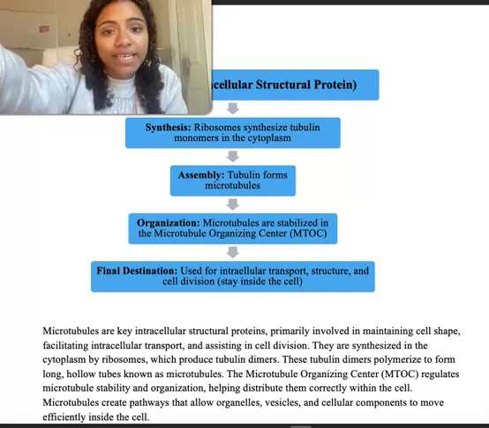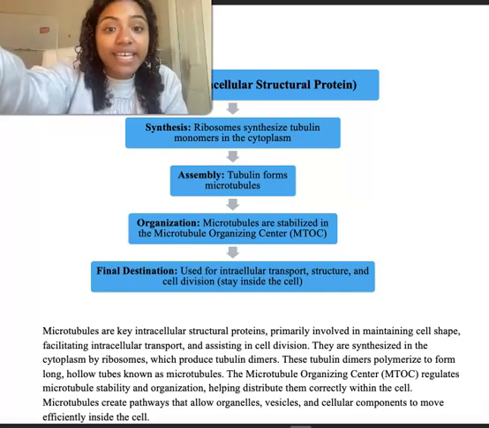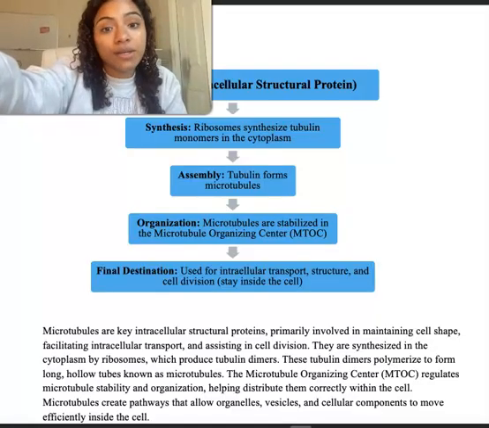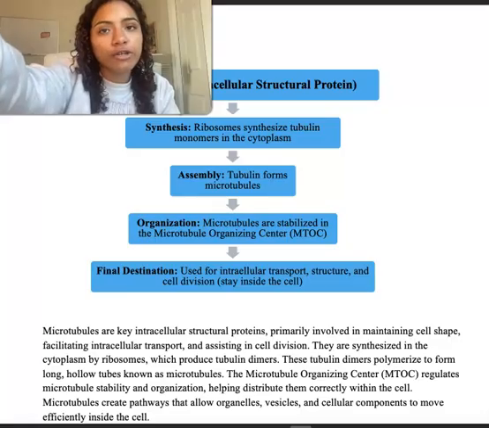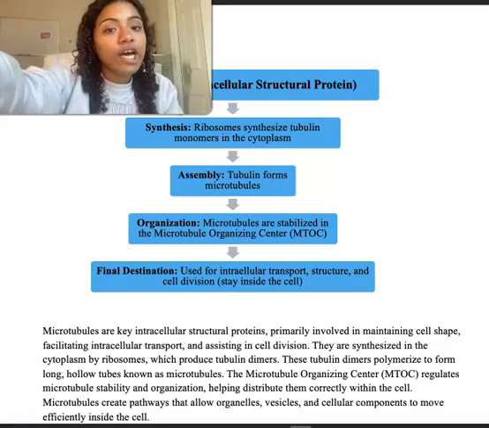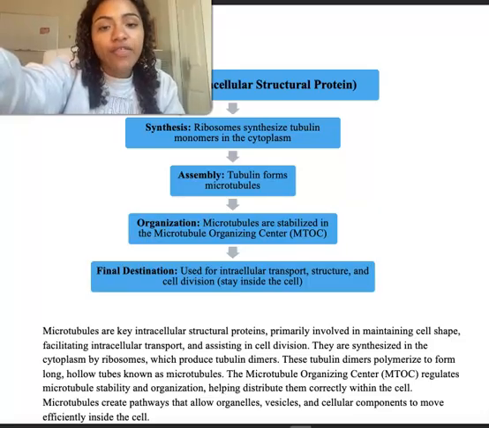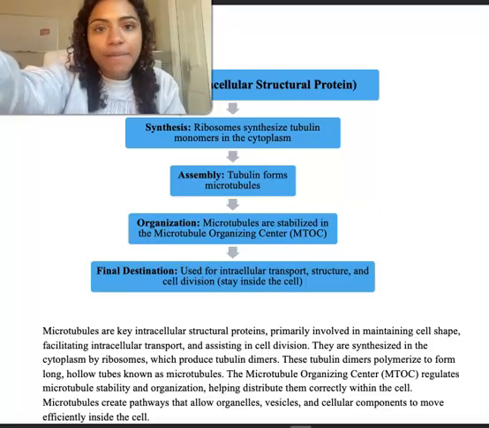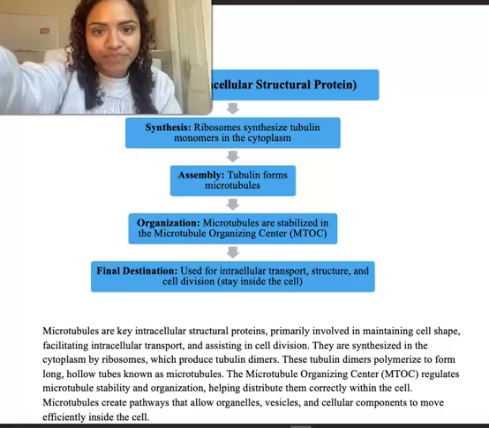They're really dynamic. They can assemble and disassemble really easily. And again, they get formed in the ribosomes, but the ribosomes in the cytoplasm. Another thing about microtubules is that they are really helpful in transport of organelles within the cell. And again, they have a really dynamic nature, and they also participate in the mitotic spindle during cell division.